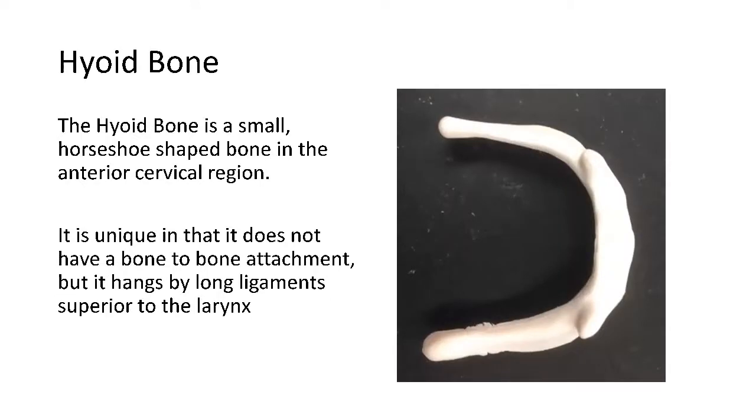The hyoid bone is a small horseshoe-shaped bone. It's in the neck cervical region. It is just superior to the larynx, which is made of hyaline cartilage, and it's anterior to the cervical vertebra. It does not actually attach to the vertebra. Instead, it hangs by long ligaments, which makes it unique in that it is the only bone that does not actually form a bone-to-bone connection.